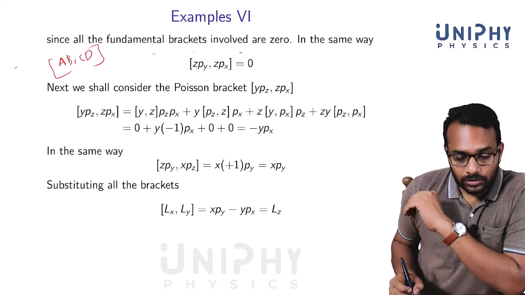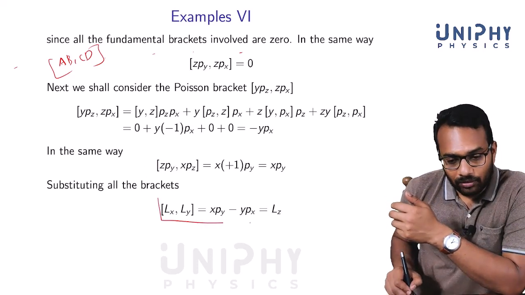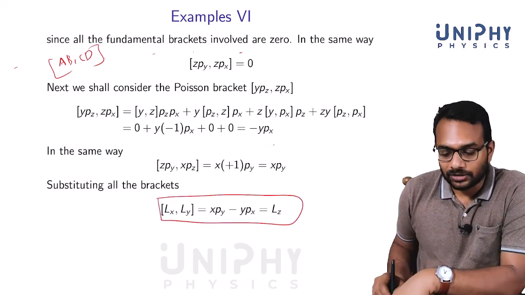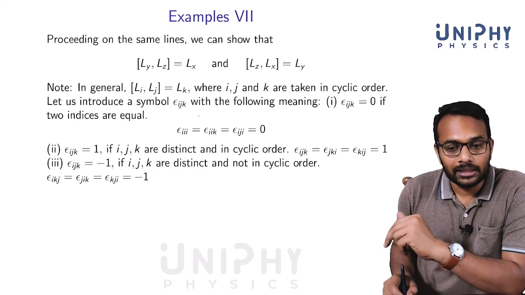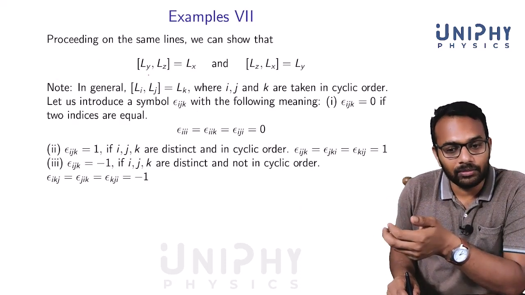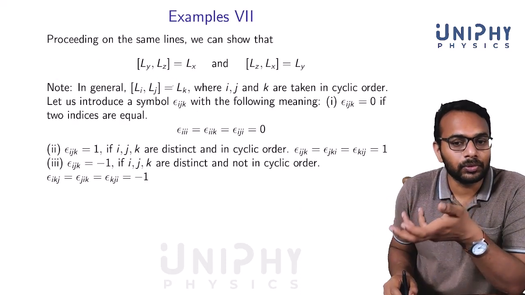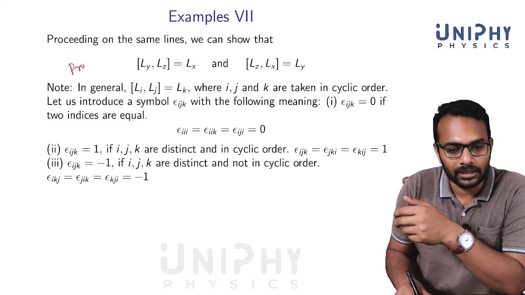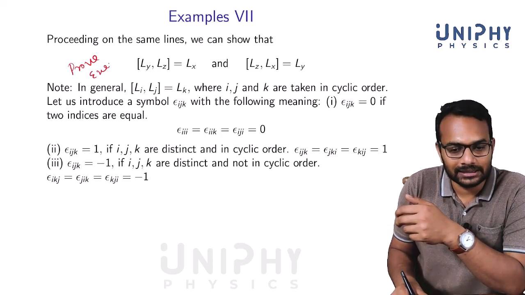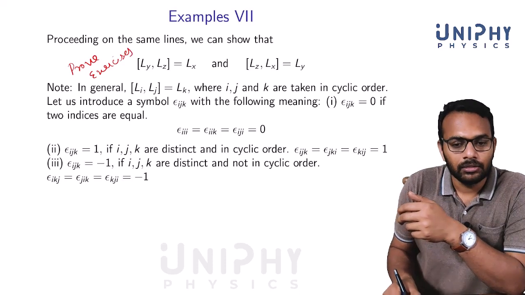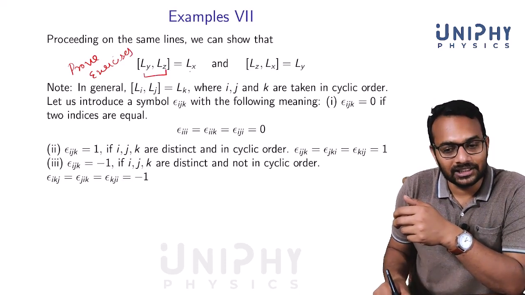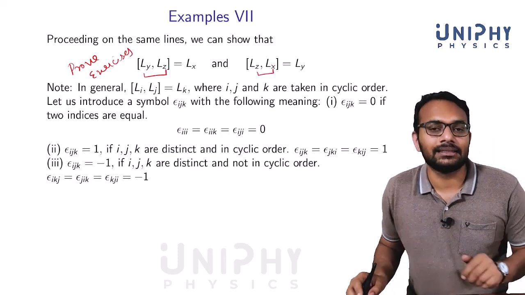So what do we have here? We have Lx with Ly is equal to Lz. Similarly, you will see that Ly with Lz is equal to Lx. You can prove these things exactly in the same manner. So these are all left as exercises for you. Prove that Ly with Lz is equal to Lx and Lz with Lx is equal to Ly.